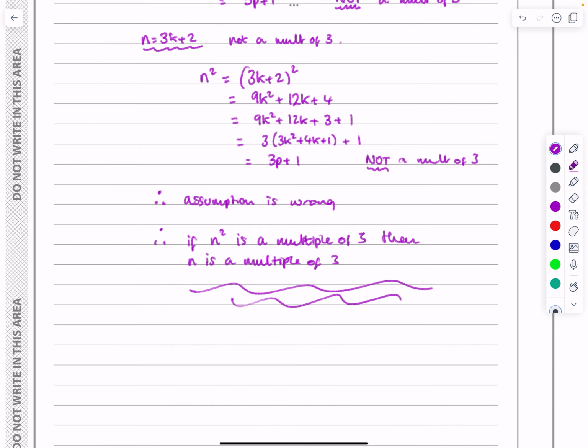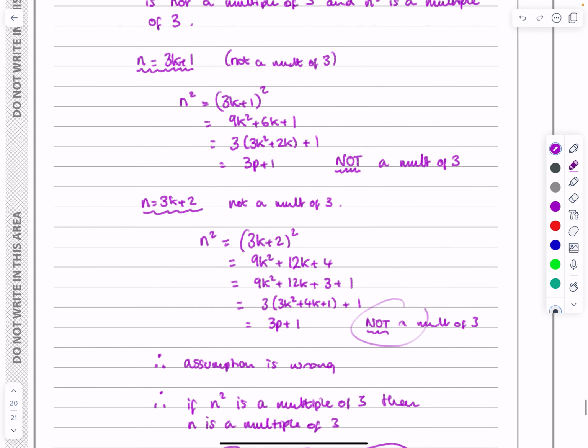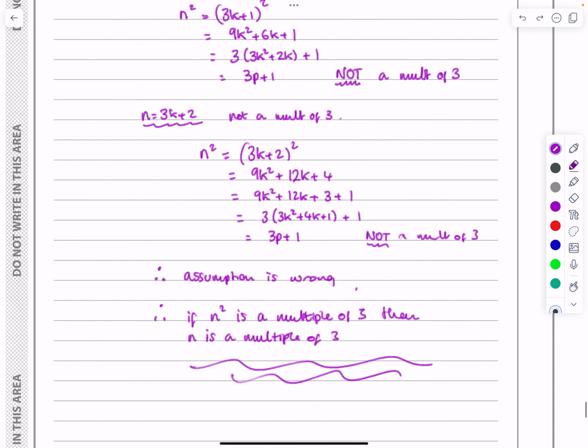Excuse the handwriting, but what we did with that was we looked at the statement, we made the opposite assumption, and we went all the way through so that the opposite assumption fails at some stage. Once it fails, then we can say, right, my original statement was true. Proof by contradiction. Hopefully that all makes sense.